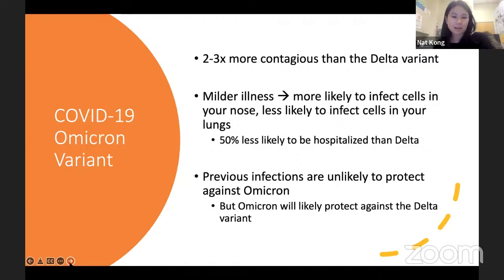Another interesting thing, the concept of which will be important in a later slide, is that previous infections, so for example, if you got infected several months ago with maybe the Delta variant, it seems to be less likely to protect you against the Omicron variant. That's why we're seeing folks with repeat infections. However, if you are infected with Omicron, it's more likely to protect you against Delta. And that's why in the United States, Omicron represents greater than 90% of the new infections. There's really no more Delta out there. It's really all Omicron, and that's the dominant strain right now.